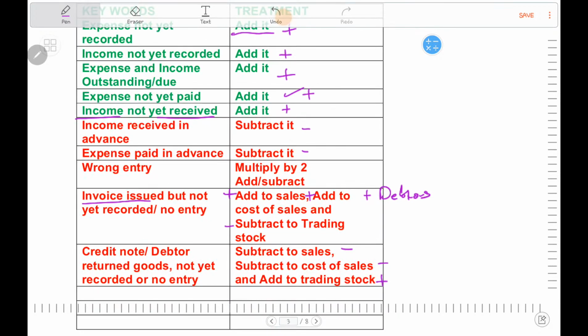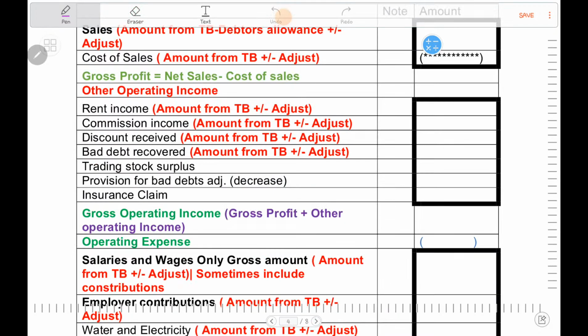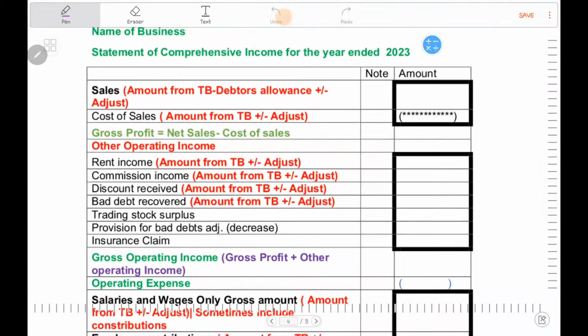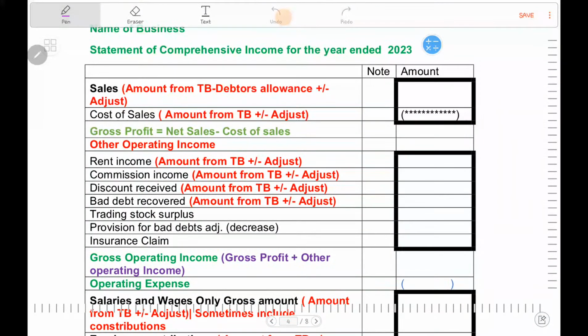Then let's go to the structure now. Okay, so this is the structure or the format of your statement of comprehensive income, and you should know this one by heart. So don't try and rob the system, think that you'd cram, because if you cram, you are going to record depreciation under incomes.